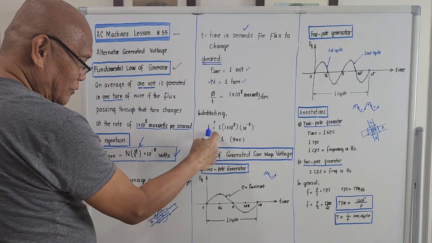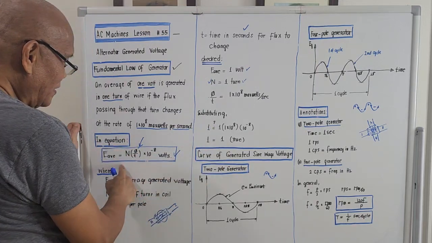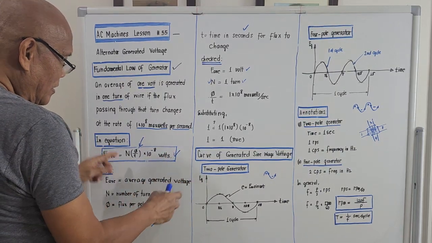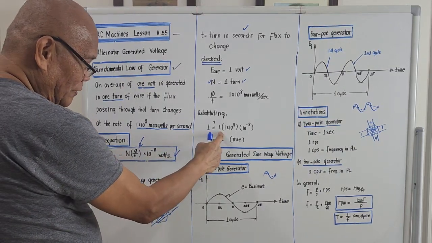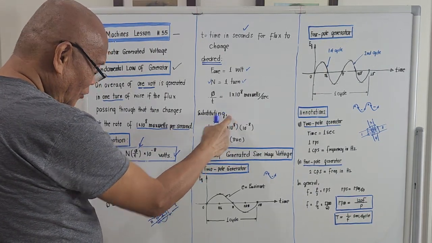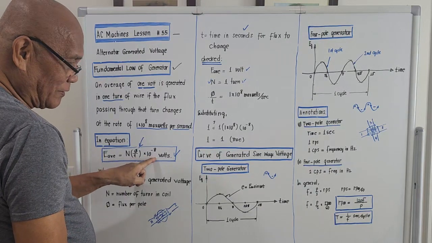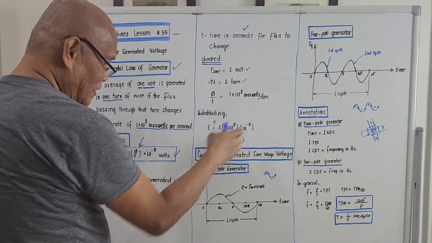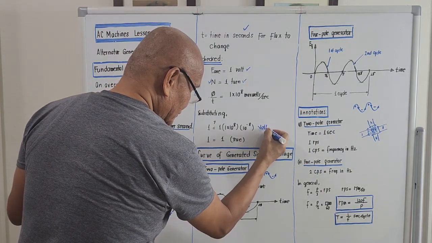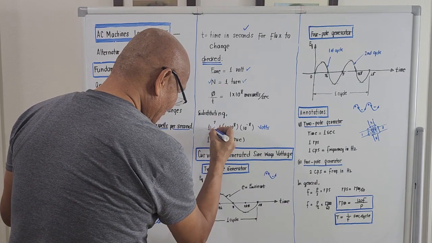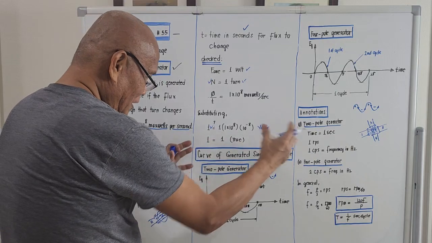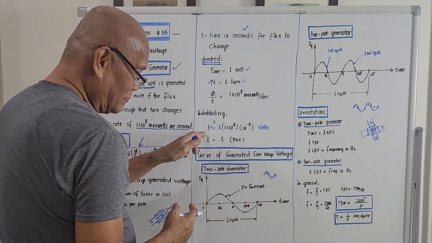Substituting into this equation, the average voltage generated according to the fundamental law is 1 volt. Is it really equal to the right hand side, which is N times dΦ/dt times 10 to the minus 8 volts? So N will be 1, and the rate of change of flux with respect to time is 1 times 10 to the 8, multiplied by 10 to the minus 8, and the unit of this is volts. The left hand side is 1 volt. If we simplify the right hand side, will it be equal to 1 volt?